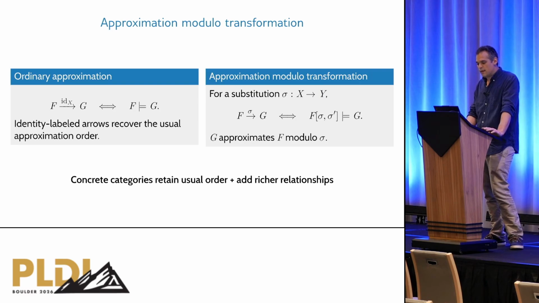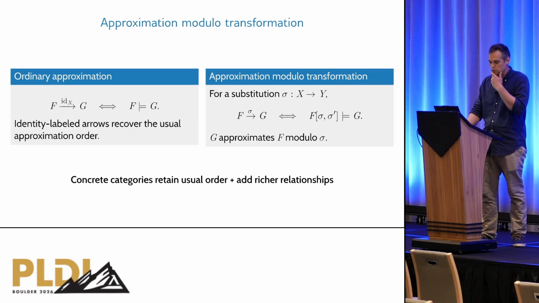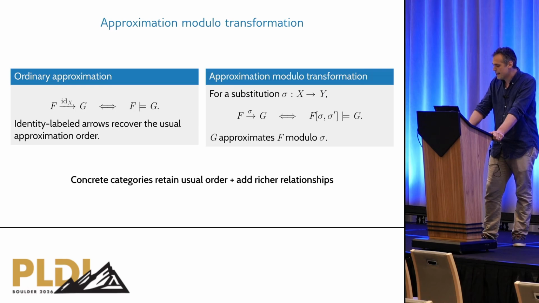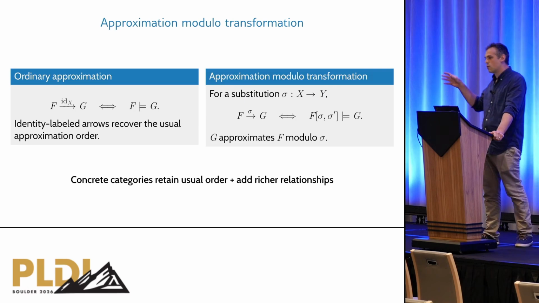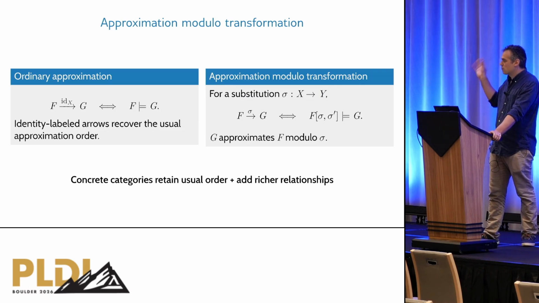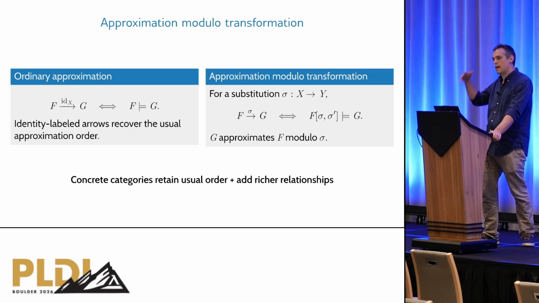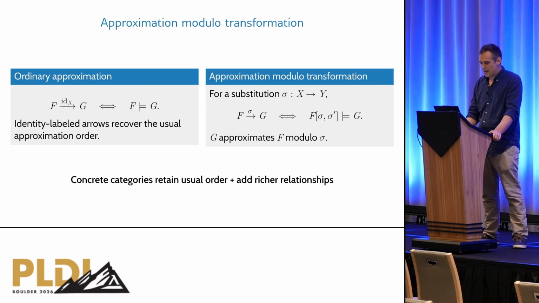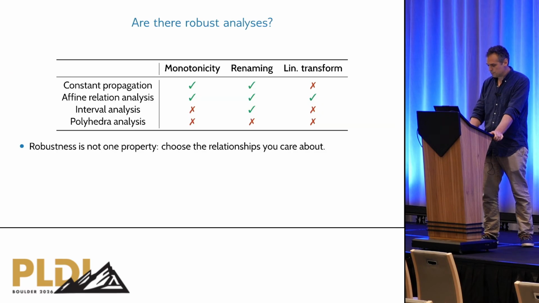So in the paper, we redevelop some of the theory of abstract interpretation in this more general language of concrete categories. So we can still do a lot of the things we expect to do in abstract interpretation. The thing that we gain is the ability to talk about approximation modulo transformations. So if we think of our base category B as a set of transformations of interest, then arrows in our concrete category correspond to approximation modulo some transformation. So this could be a renaming of variables. It could be a linear transformation. It could be a control flow transformation, this sort of thing.